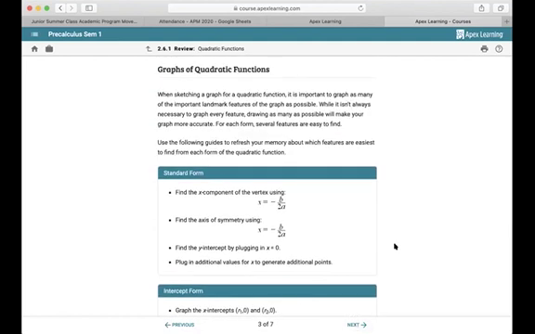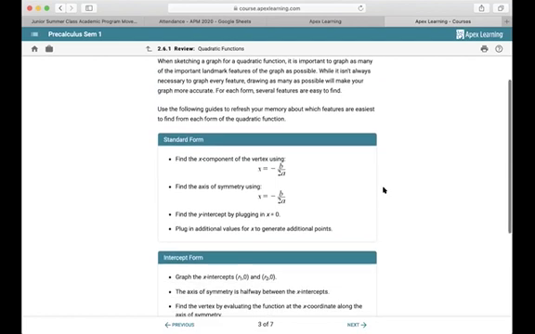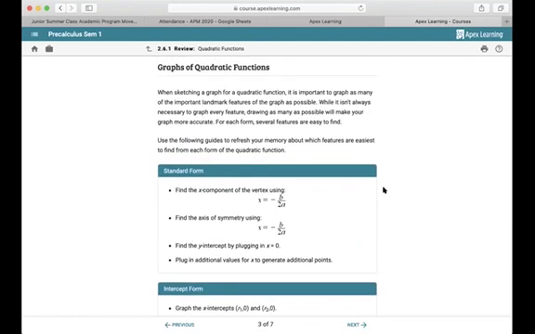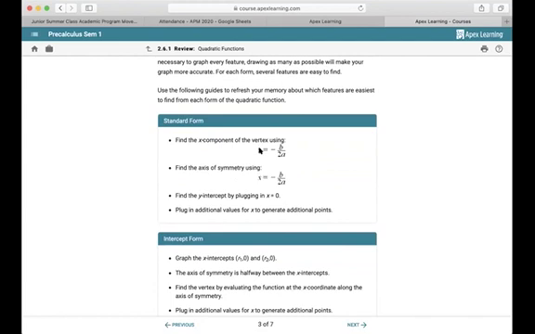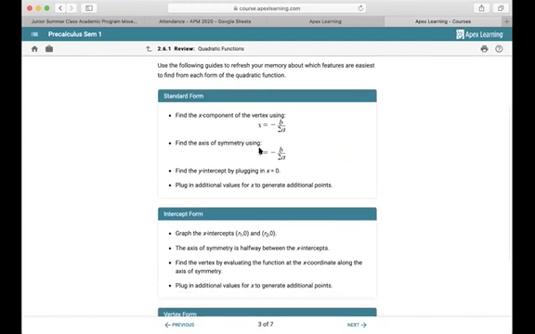I just walked you through this verbally, but just to re-highlight, each form can tell you a lot of things about the graph. So for standard form, x is equal to negative b over 2a for the vertex. To get the y value, you would just plug that back in and solve. The axis of symmetry is the same as the x-coordinate for the vertex. You would find the y-intercept by having x equal to 0. You would plug in additional values for x to generate points. And again, you just pick values. Personally, I pick values on the left of the vertex and on the right of the vertex. And that's how I make my graph there.